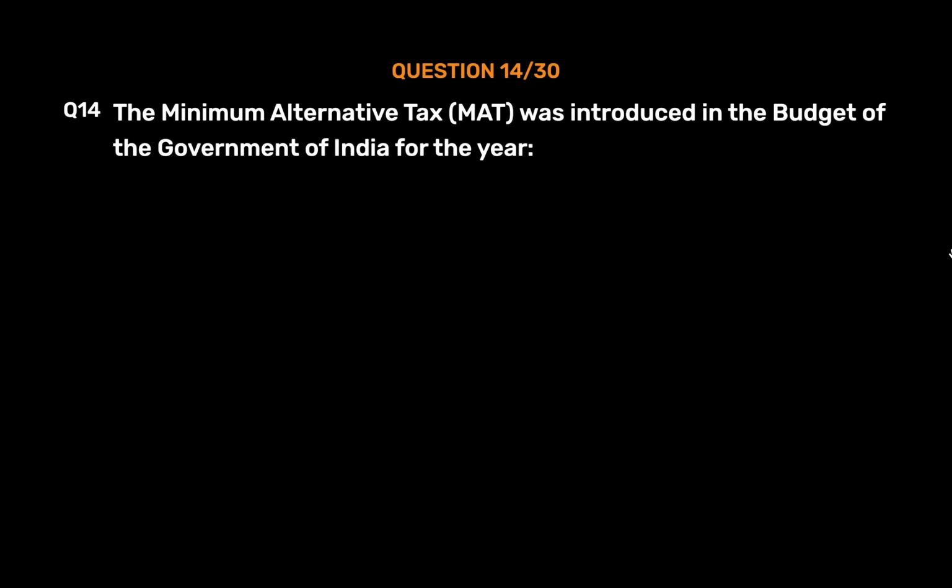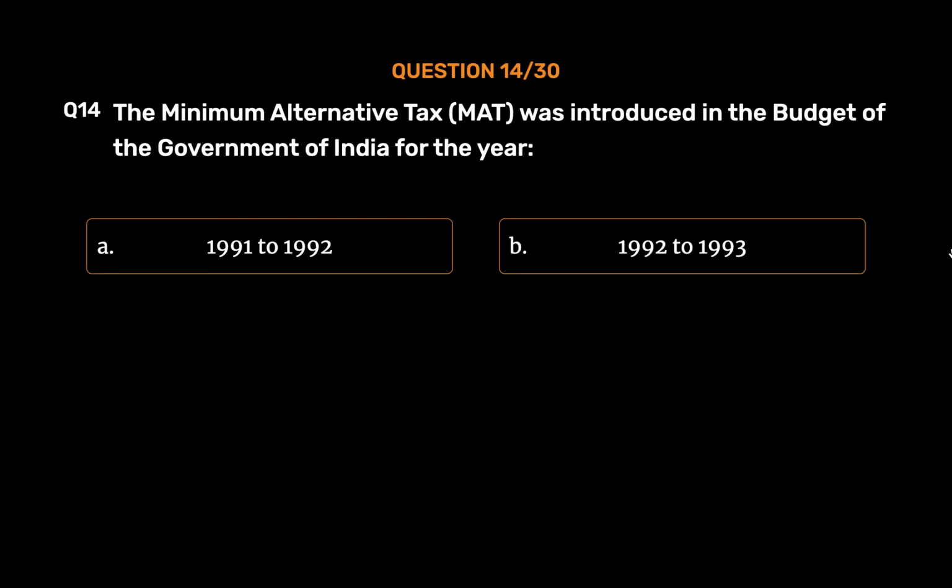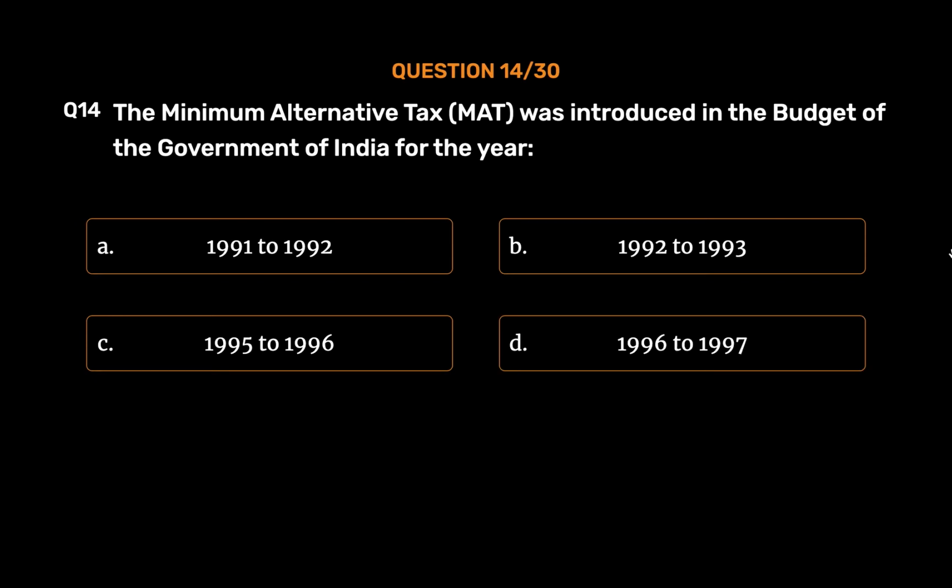Question number 14. The minimum alternative tax, MAT, was introduced in the budget of the Government of India for the year. Option A. 1991 to 1992. Option B. 1992 to 1993. Option C. 1995 to 1996. Option D. 1996 to 1997. The correct answer is Option D.